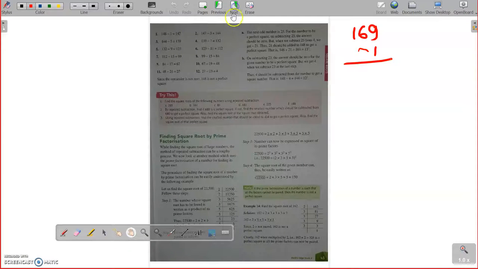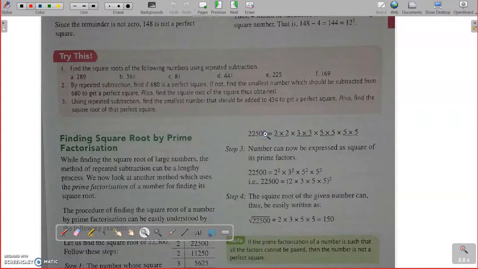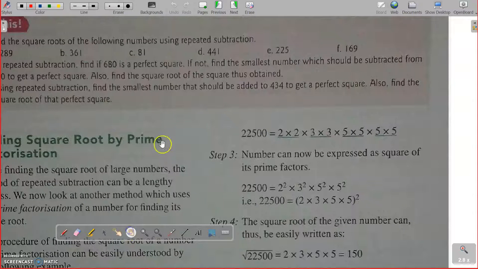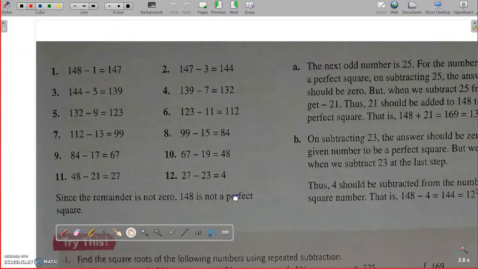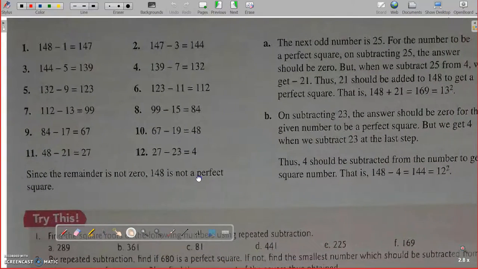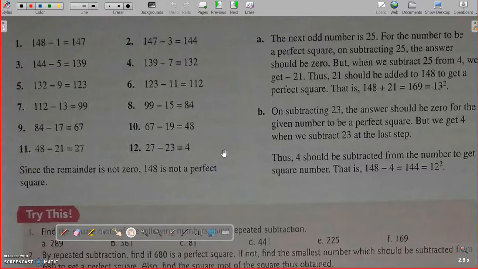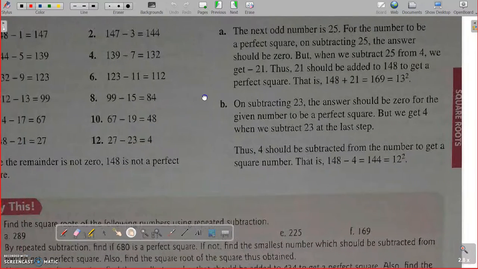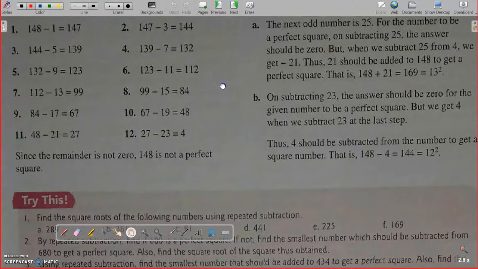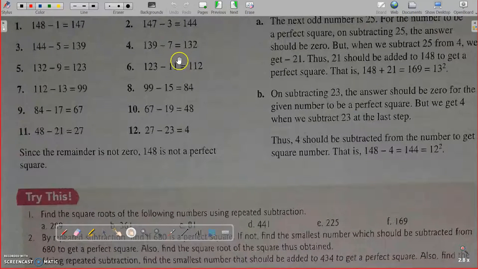earlier and here it is subtracted. Here also continuous subtraction takes place. For this, 148 was the number. So from 148, what has been done? Continuous subtraction. At first 1 is subtracted. After that 3, after that 5, then 7, then 9, then 11, then 13, then 15, then 17, then 19, and then 21 and 23.